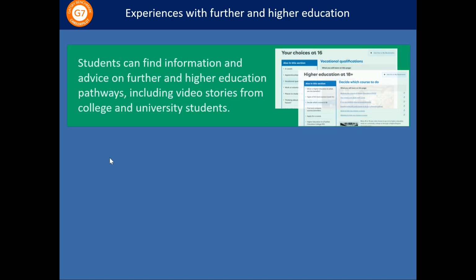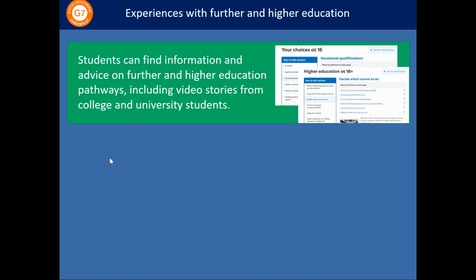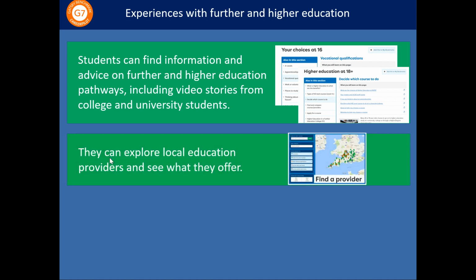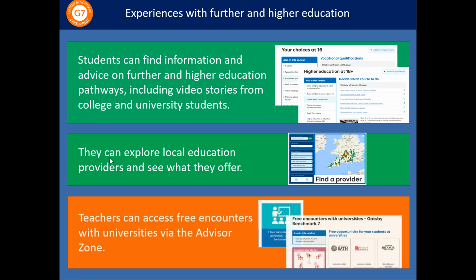Gatsby 7 is all about experiences with further and higher education, and students can find lots of information and advice on both further and higher education pathways on Careerpilot. There are video stories from students talking about life at college or university, as well as lots of useful information and links to external sites to support them with their research. They can also explore their local education providers and see what they offer. So they can zoom in to look at those providers within a particular radius of where they live if they are looking at local opportunities.